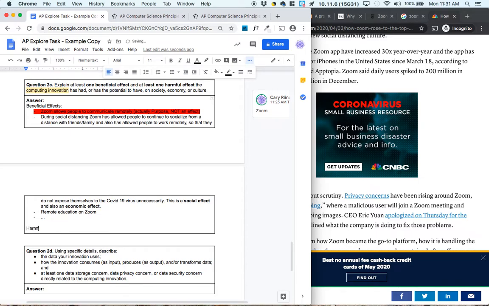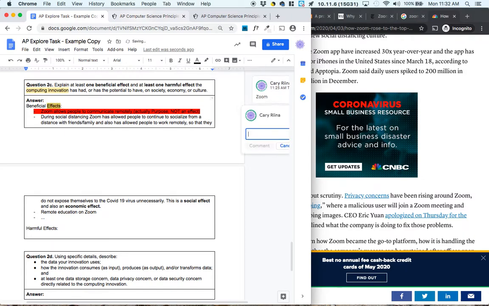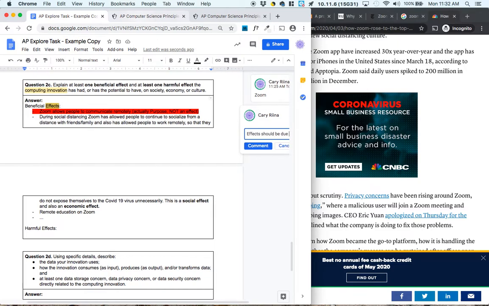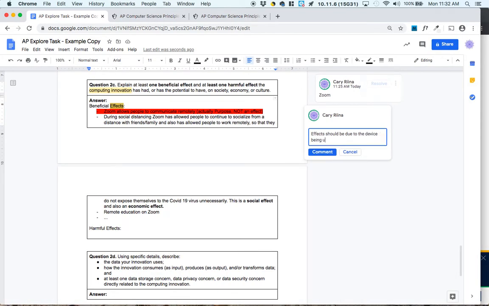All right, so now harmful effects. Harmful effects are actually a little bit challenging to identify, and what's important for both of these responses is that when we think about the effect of a computing device, the effect of a computing innovation is something that happens if it's used correctly. So effects should be due to the device being used correctly, with its intended purpose in mind.